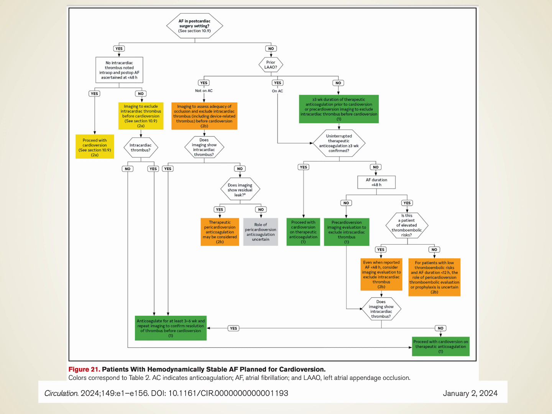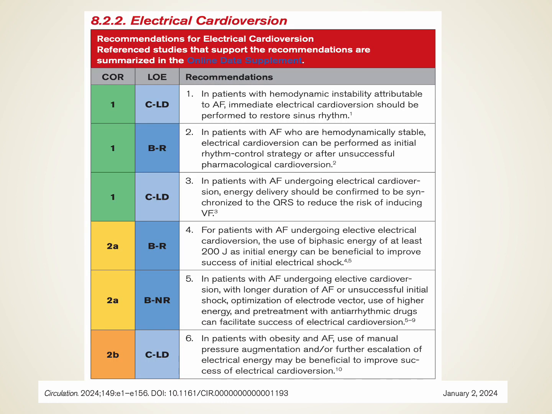Here's an algorithm that goes through hemodynamically stable AFib patients who are planning for cardioversion. I encourage you to walk through that to have a better understanding of how this is sequenced. Electrical cardioversion is not a focus for me in pharmacology, but is important for clinical decision making. Do you go electrical versus do you go pharmacologically? In both pharmacologic and electrical cardioversion, you still absolutely need to either rule out a thrombus before you do it or have them on 3+ weeks of anticoagulation therapy.